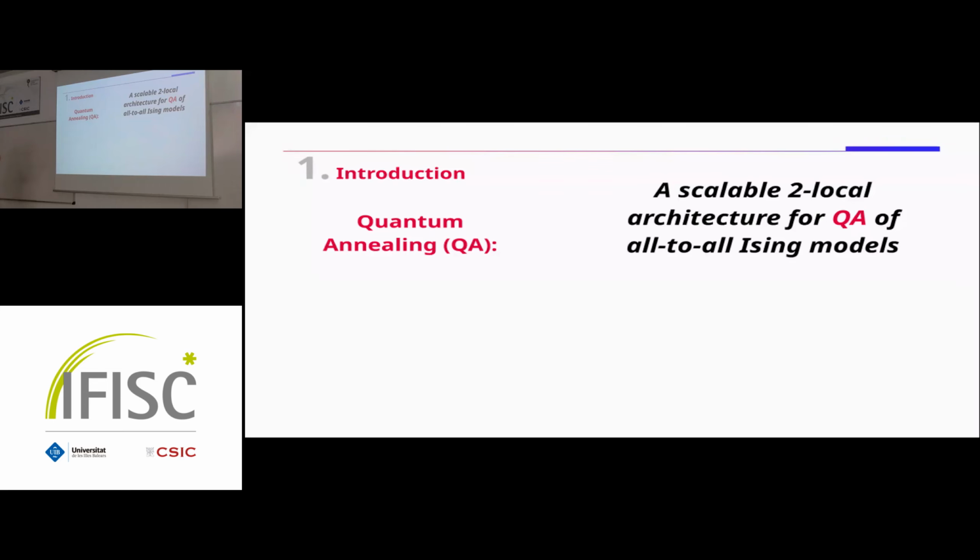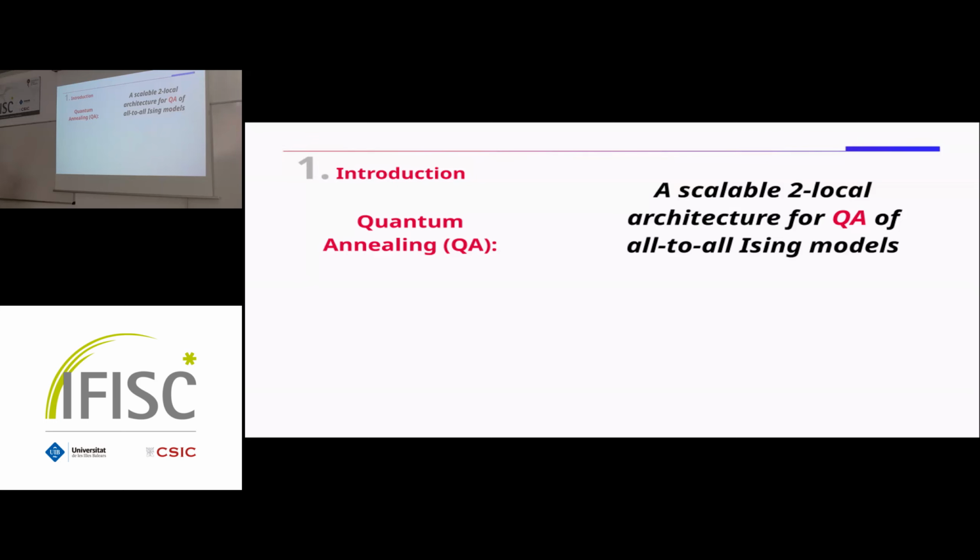So quantum annealing appears in the title of this talk. That's also why I want to explain it very well, which is going to be about a scalable two-local architecture for quantum annealing of all-to-all Ising models. This is a project I did in the context of my thesis. And it's, as you will see, essentially a hardware-like graph that you can build to try to embed these fully connected Ising models in something that will then be used to do annealing.